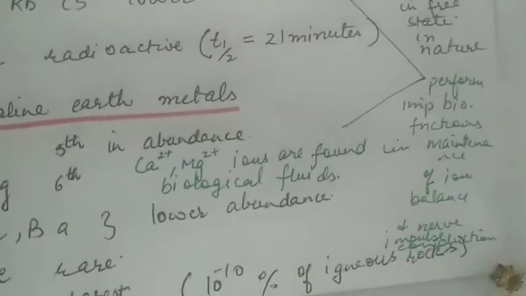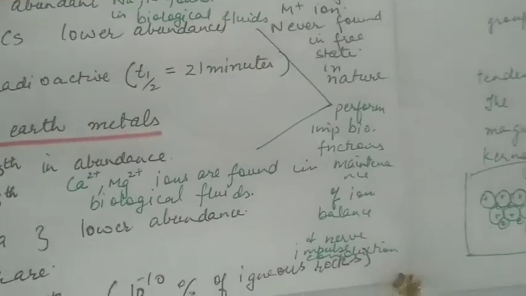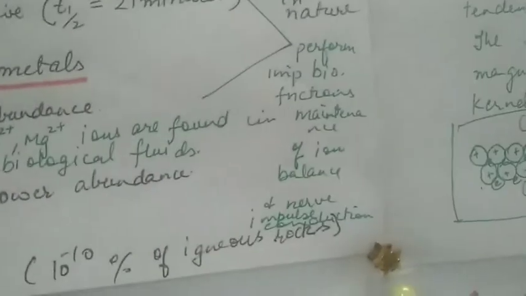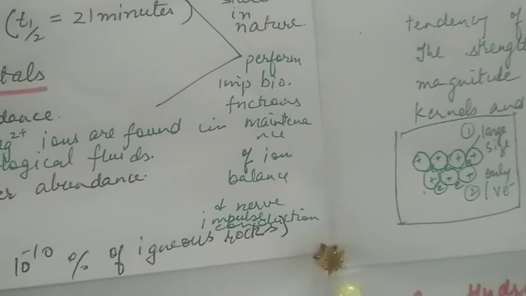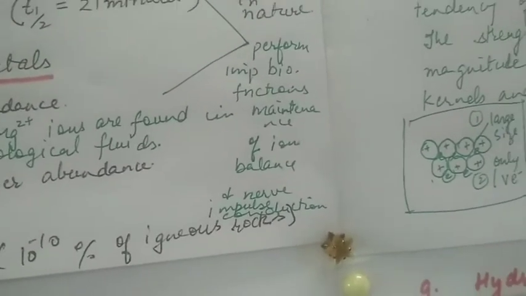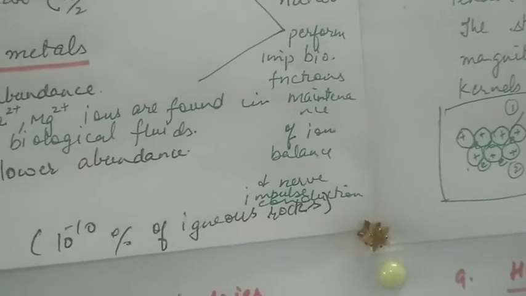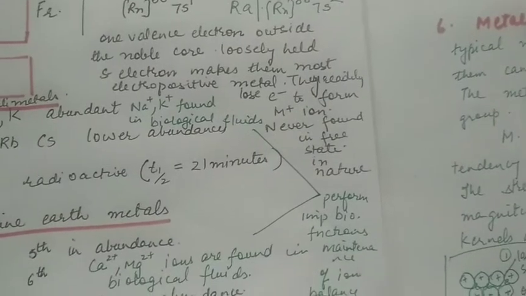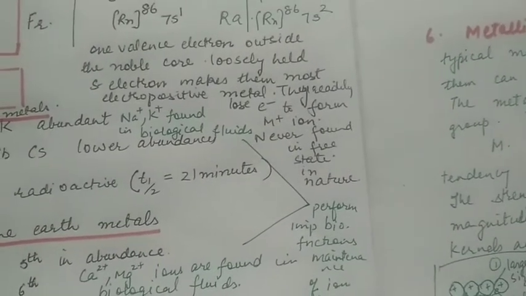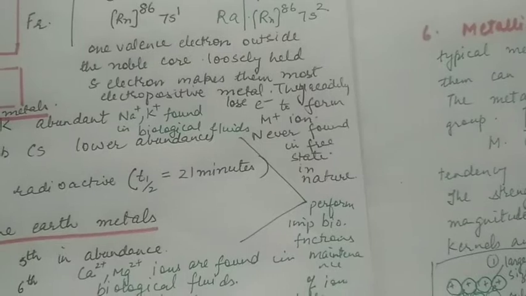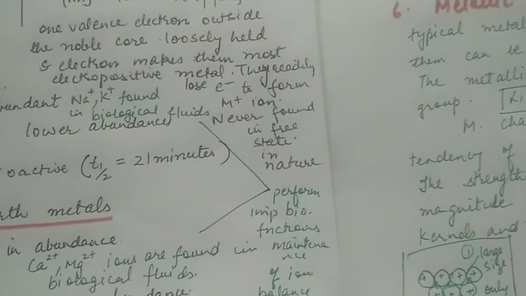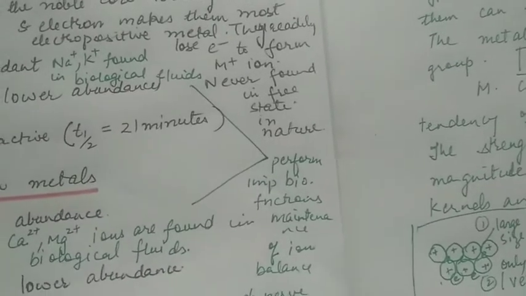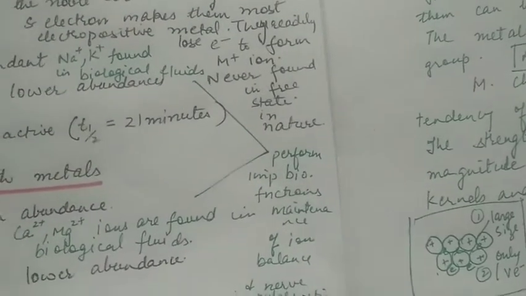Sodium, potassium and calcium, magnesium ions are also found in biological fluids. They also perform the important function of maintenance of ion balance and nerve impulse conduction. There is only one valence electron outside the noble core. This is a loosely held s electron, and this makes them the most electropositive metals because they can easily lose the electron to form a monovalent metal positive ion. So because they are very reactive, they are never found in free state in nature.